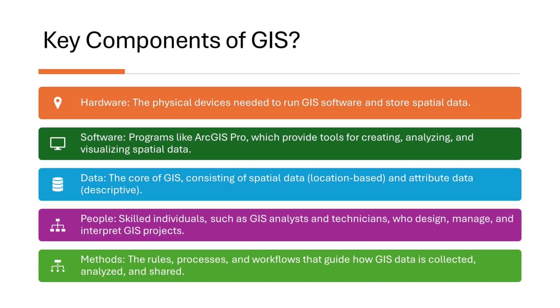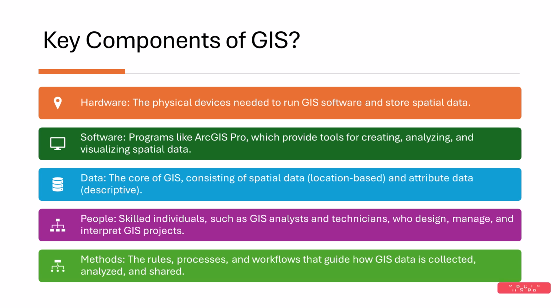Data is at the heart of GIS. Without data, GIS would not exist. Data in GIS comes in two forms: spatial data, which is location-based information, and attribute data, which is descriptive information about features. For instance, spatial data could be coordinates of a city, while attribute data could include information like the city's population or name.